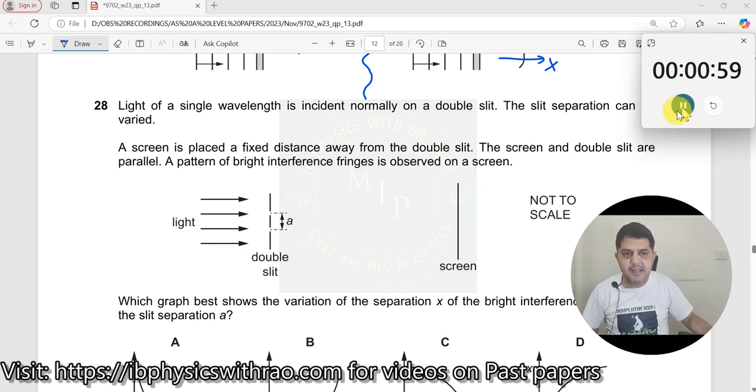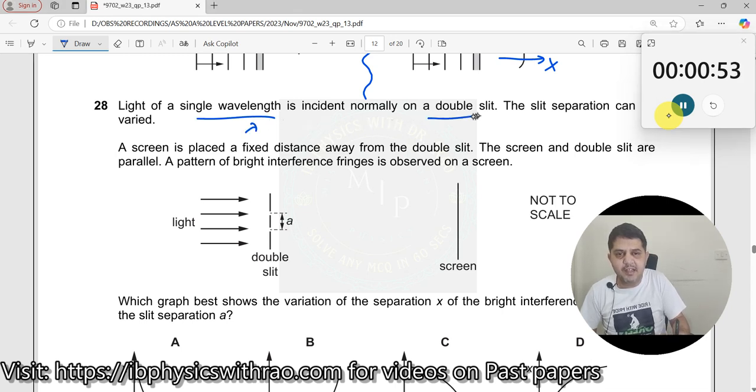Question number 28. Light of a single wavelength lambda is incident normally on a double slit. The slit separation d can be varied. A screen is placed at a fixed distance away from the slit. The screen and double slit are parallel, and bright interference fringes are formed on the screen.